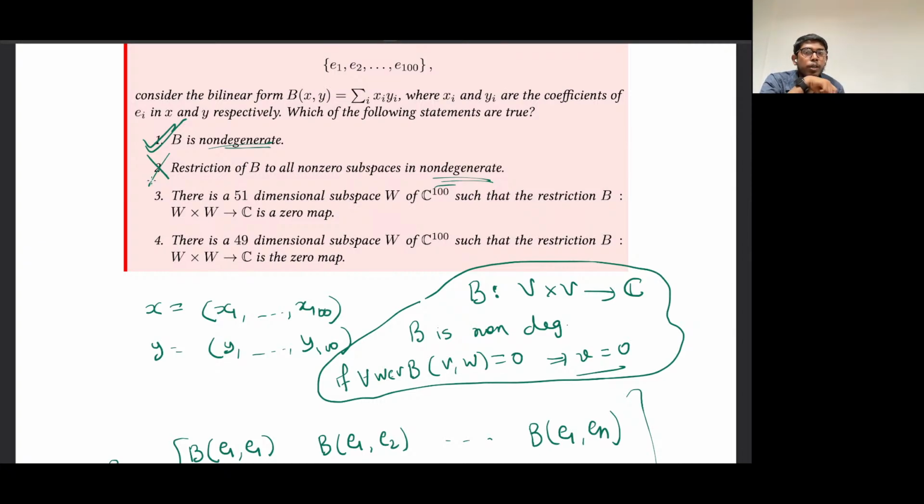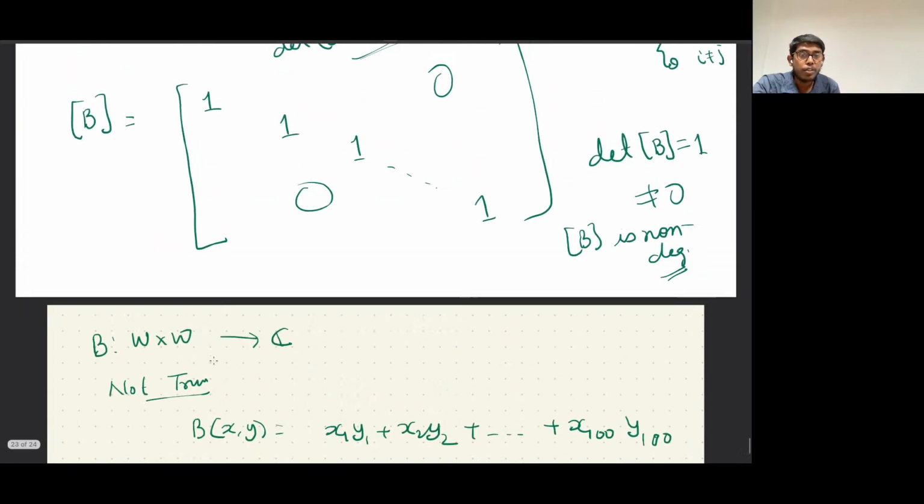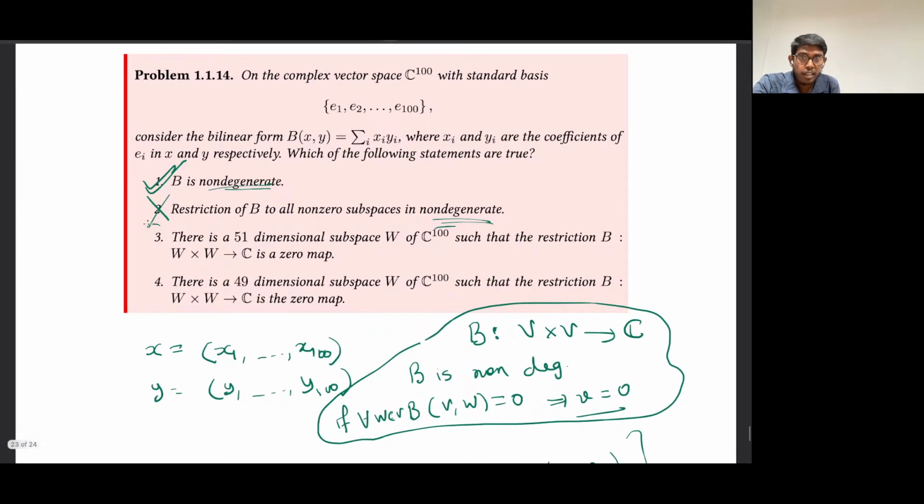The third is there is a 51 dimensional subspace W of C100 such that the restriction is a zero map, and there is a 49 dimensional subspace of W such that the restriction is a zero map. Okay, right. But see, with the choice that I just gave, can you say that at least one of these is true? The choice that I just now chose, some basis for W. Can you similarly choose a 49 dimensional subspace W such that B is zero?